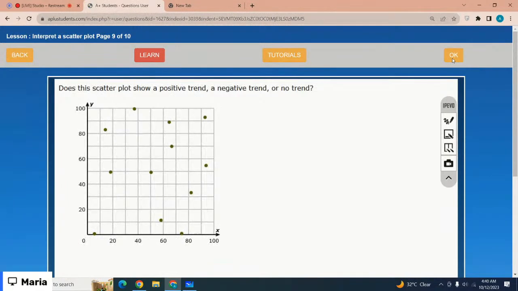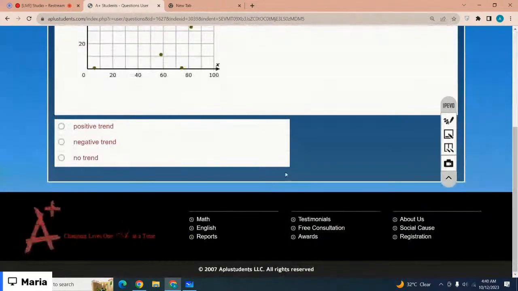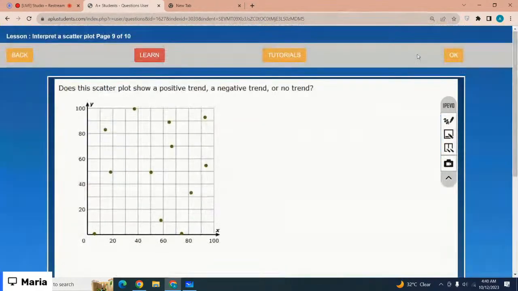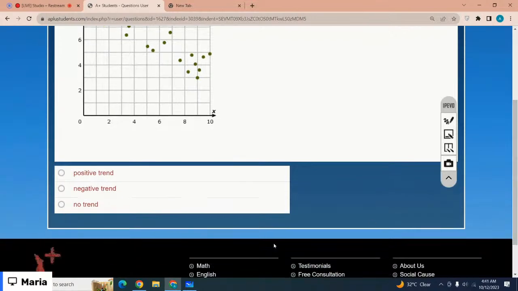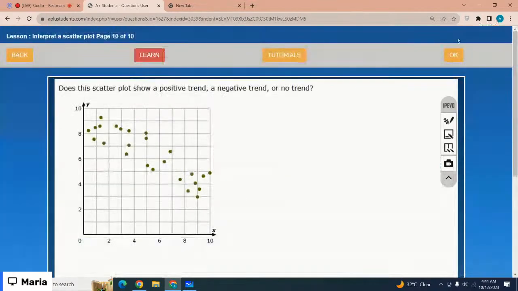Okay, does this scatter plot show a positive trend, a negative trend, or no trend? Very good. That shows no trend. The correct option is no trend. Does this scatter plot show a positive trend, a negative trend, or no trend? This one shows negative trend because the x value is increasing, y values are decreasing, right?